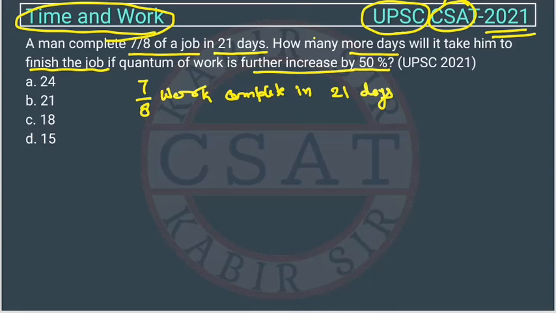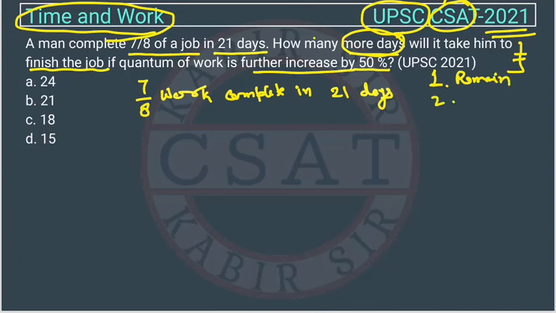So there are two things the question is asking. In this CSAT paper, we need to understand the language, right? This language is very important. If you are able to decipher it, you can solve the question. First thing, the question is asking about the remaining work, because they have given how many more days will it take him to finish the job. So first, the person has to finish the work, because only 7 by 8 of the work is finished. So the remaining work, how many days will it take?